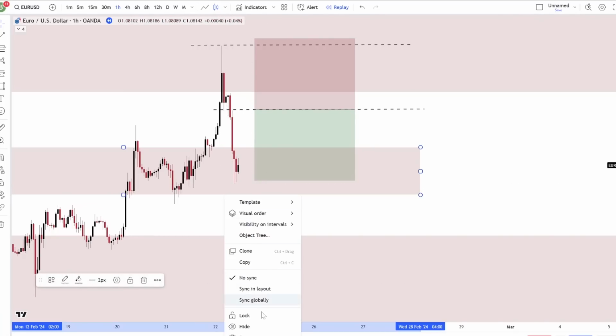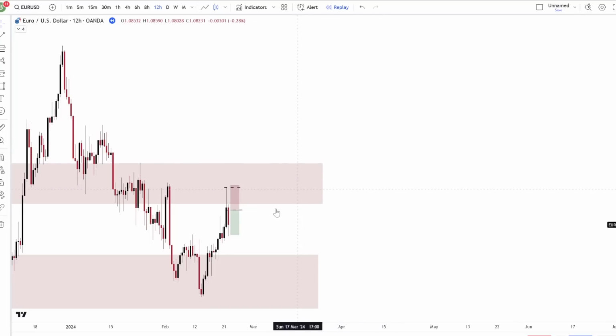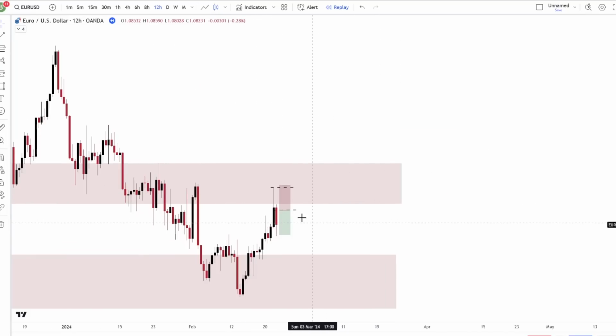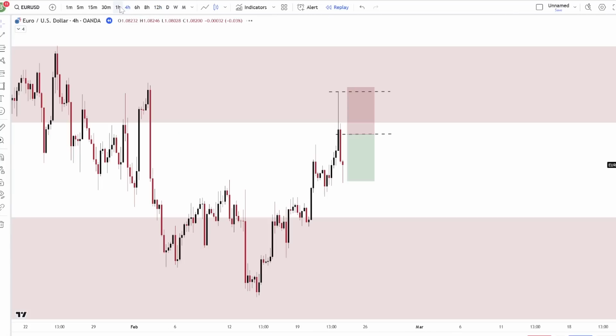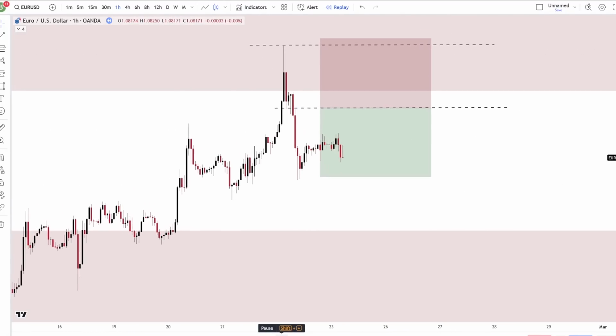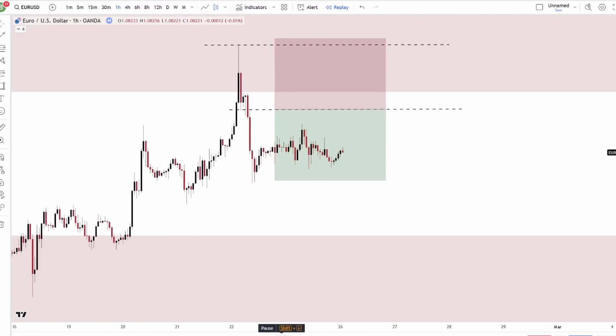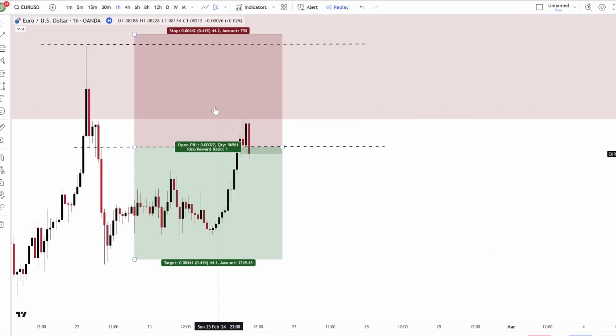Now let's look for another trade. And look at how price is on the 12-hour time frame. Price rejected from this level and could be coming back to our macro rejection level. Let's go back on the 1 hour. Okay, so what happened here?